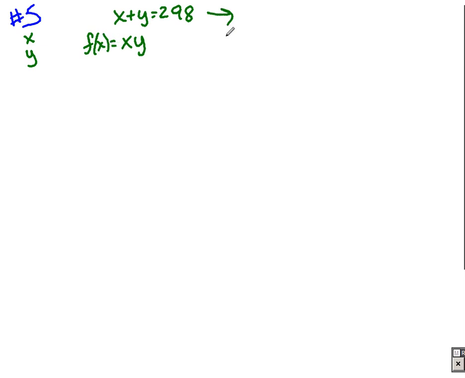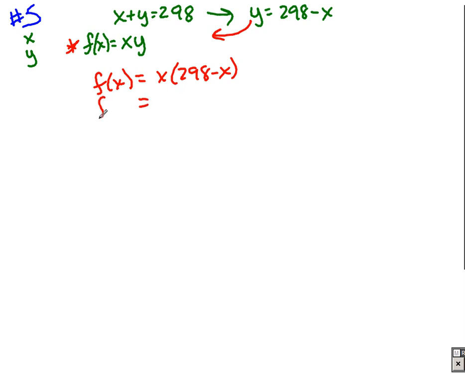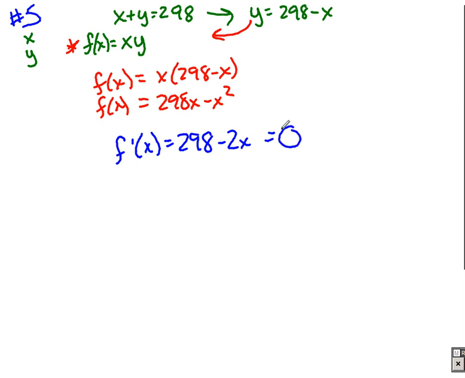Let's get this first equation, the secondary one, by itself. That means that y will equal 298 minus x. So now I can go and plug that in to my primary equation right here. And now say that f of x equals x times 298 minus x. Again, can I simplify that? Definitely I can. F of x equals 298x minus x squared. Now it's time to take our derivative. So f prime of x will equal 298 minus 2x. I want to set it equal to 0 to find the maximum. 2x equals 298. That means x equals 149.